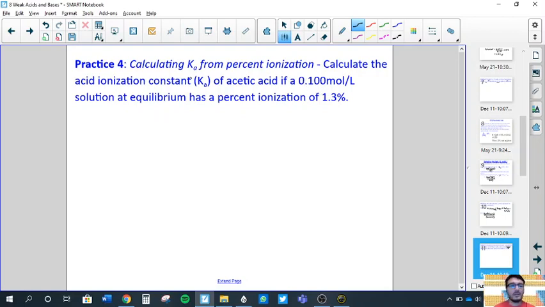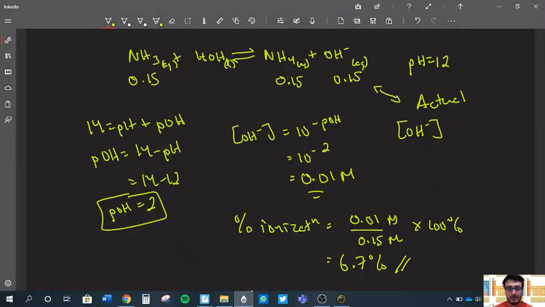So calculate the acid ionization constant Ka of acetic acid, right? We saw that formula. A 0.1 molar concentration solution at equilibrium has a percent ionization of 1.3%. Now, there is more than one way to do this. I am going to attempt to show you what I think is the faster and easier way. There is another way, and if you find that way, that's great. So I'm going to switch to what I can more easily write here.